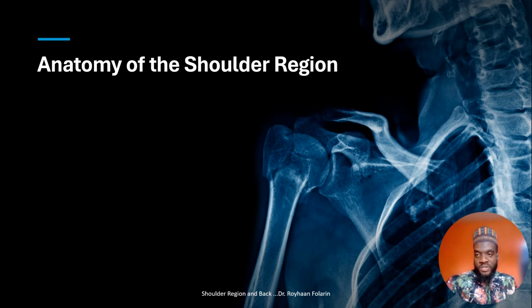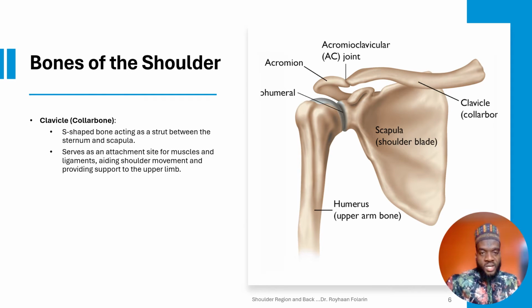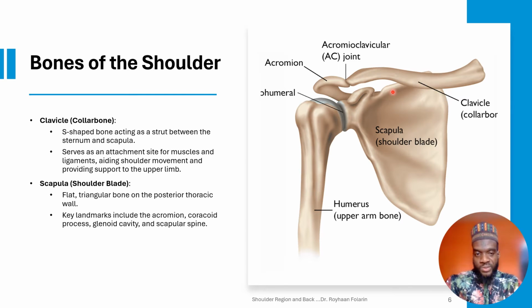So let's dive deeper into the anatomy of the shoulder region. The bones of the shoulder include the clavicle, which is otherwise known as the collarbone, and you see it here. It's an S-shaped bone that is acting as a strut between the sternum, which is detached here, and the scapula. So it serves as a strut between them, and it serves as an attachment site for muscles and ligaments, thereby aiding shoulder movement and providing support to the upper limb.